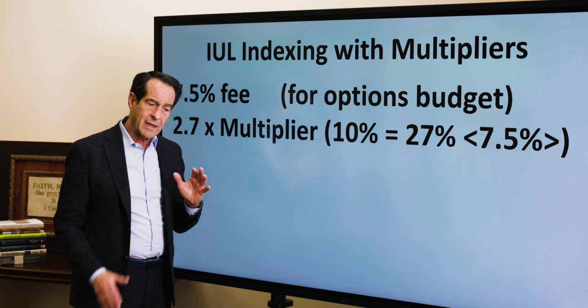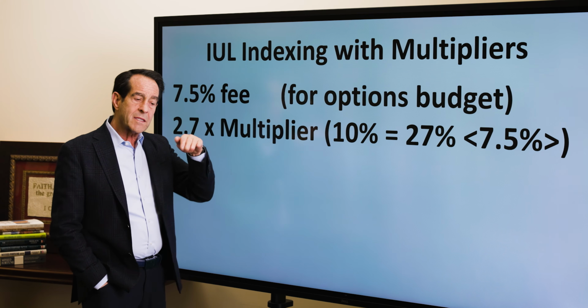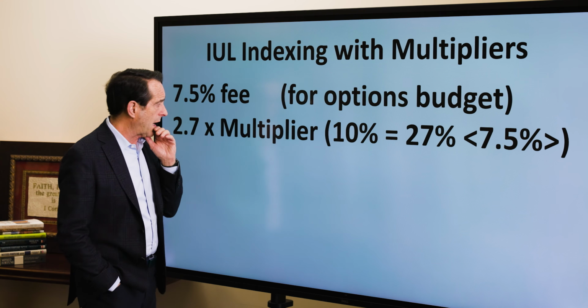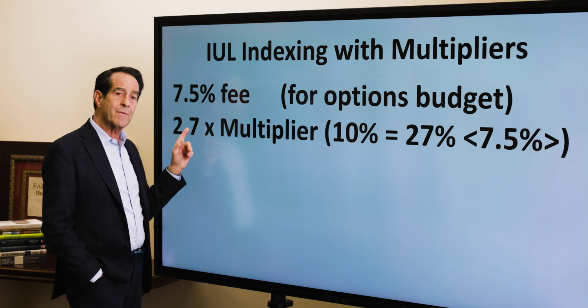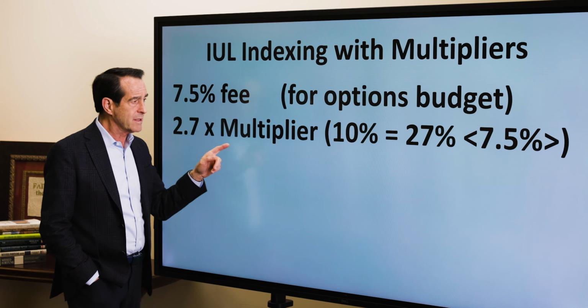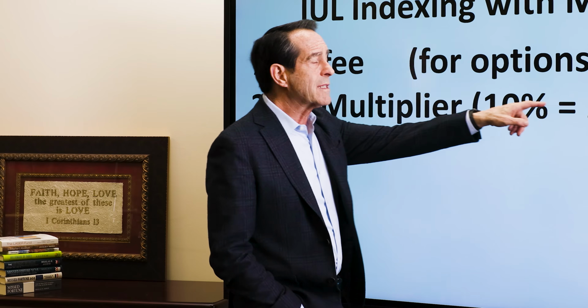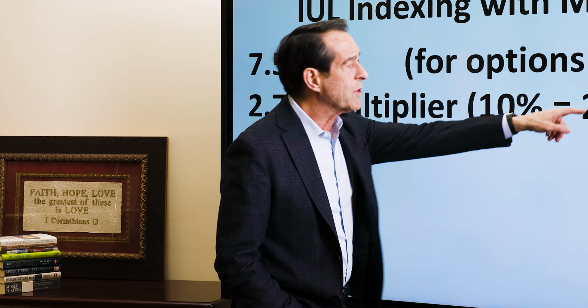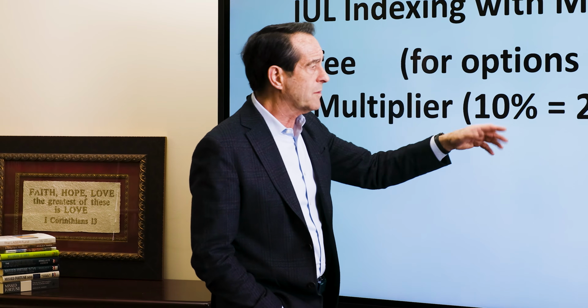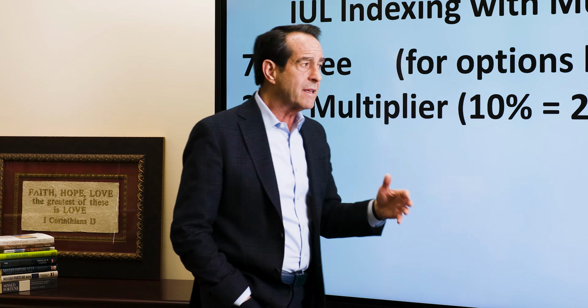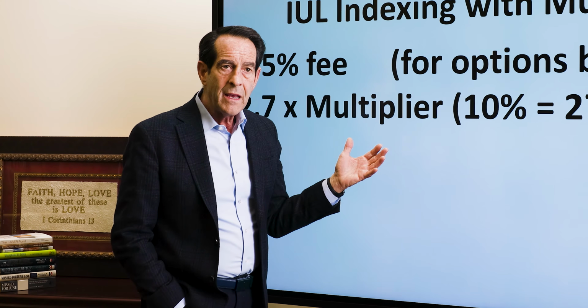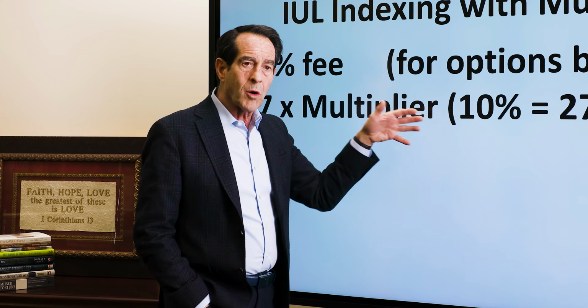So what's happening is that when the S&P goes up that year, if it goes up, they will pay you 2.7 times whatever the S&P does. If the S&P just went up 10, you'll get 27%. Of course, you subtract out the 7.5% that it cost you, but you're going to net 19.5%. That would be during a normal type of market.